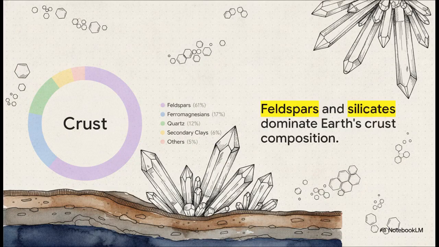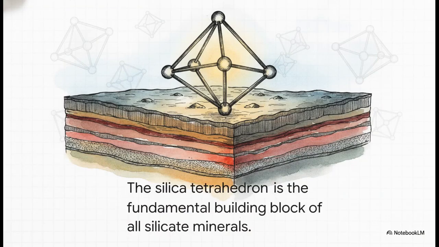Now, with over 2,000 options, you'd probably expect a really diverse mix in the crust, right? Well, not exactly. Feldspars absolutely dominate here, making up a staggering 61%. After that, we've got ferromagnesians at 16.8%, quartz at 11.6%, and secondary clay minerals at 6%. Everything else combined is just 4.6%. In fact, if you look at the big picture, silicate minerals take up a whopping 90% of the rock composition in the Earth's crust. Which leads us to an incredibly important structural point.